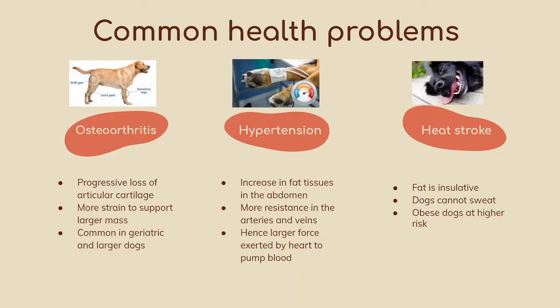Hypertension occurs due to increase of fat tissues in the abdomen, leading to increased resistance in the veins and arteries, causing the heart to need to pump harder to circulate blood. Last but not the least will be heat stroke. Fat is insulative, and dogs lack the ability to sweat, thus putting them at a larger risk of heat stroke, especially with the temperatures in Singapore being very warm.